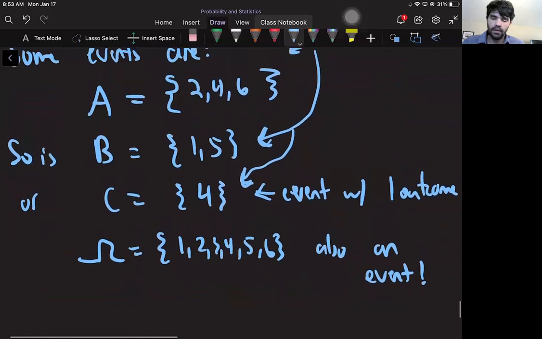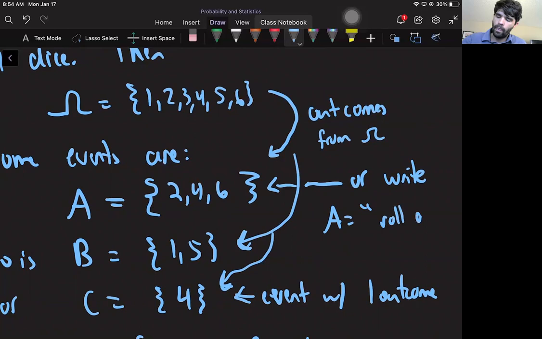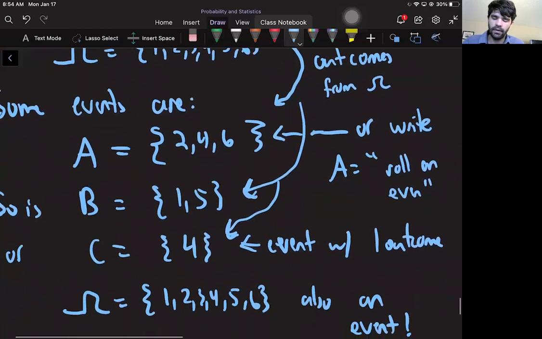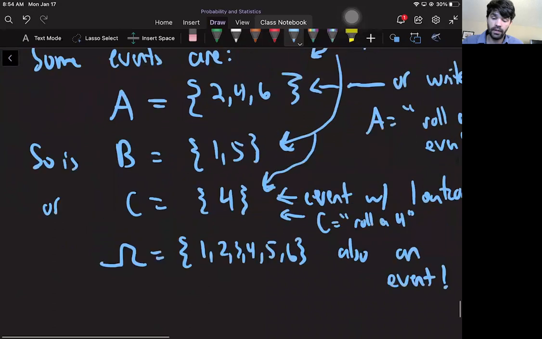So these are all events. Sometimes we write them in words. So this first one, A here, you might want to just say something like this, roll an even. And as long as you're describing the same set in words, then it's okay too. So even this one, you could just say, roll a 4 if you wanted to. As long as you're describing the same set, then it's the same event. Okay, so those are all examples of events.